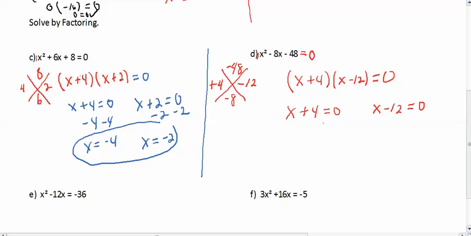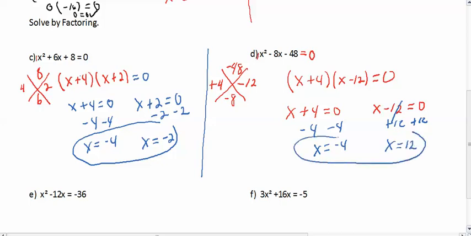Okay, subtract 4, x is equal to negative 4, add 12, x is equal to positive 12. And there's my answer choices here. And if I were to plug those in there, 12 minus 12 is 0, and negative 4 plus 4 is negative 4.